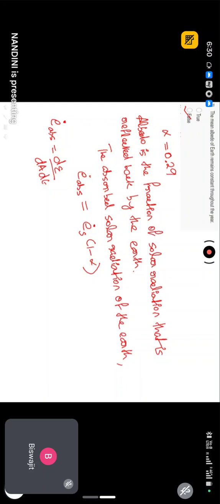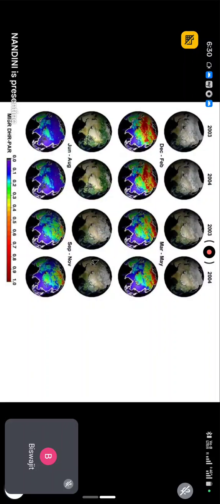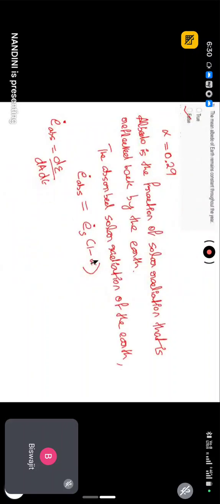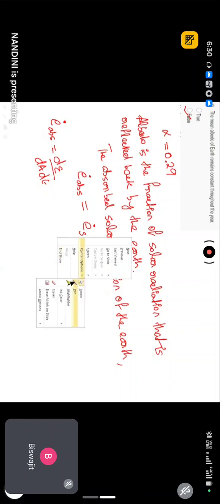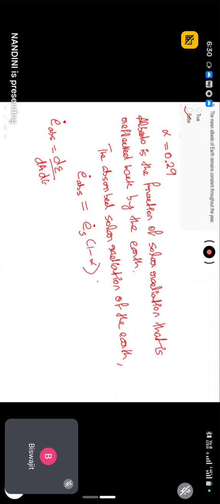So E absorbed is basically given by, if ES is the incoming solar radiation and alpha is the albedo, absorbed solar radiation is given by ES into 1 minus alpha. And as we already said, the mean albedo of Earth is 0.29, but the value varies with respect to latitude and seasons. So alpha varies with latitude and season.